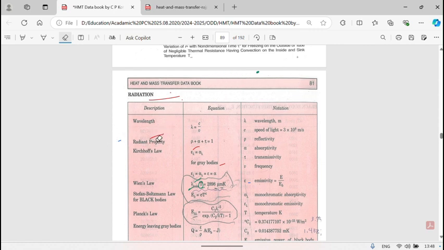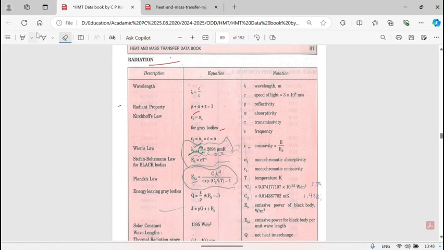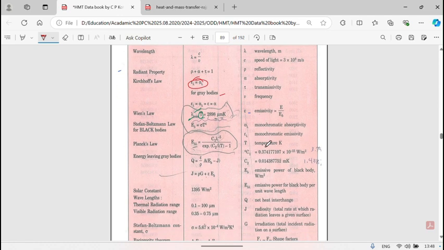So, the first law is Kirchhoff's law. In Kirchhoff's law, the emissivity of the body is directly proportional to the absorptivity of the body at a particular wavelength. Then the second law is Wien's displacement law, or Wien's law, which is especially for finding the relationship between wavelength and temperature. At a particular temperature, what is the wavelength which emits the maximum emissive power?